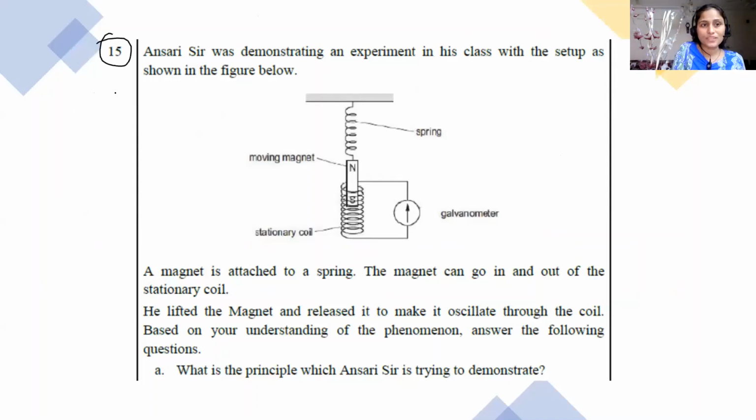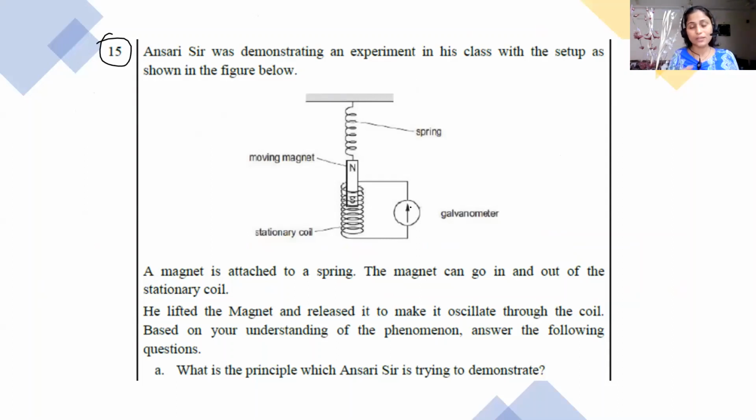Now, this is a case-based study question, 4 marks question. Question number 15: Ansari sir was demonstrating an experiment in his class with the setup. This is the setup which is shown here. We have a spring here. This is a moving magnet, and this is a stationary coil and a galvanometer.